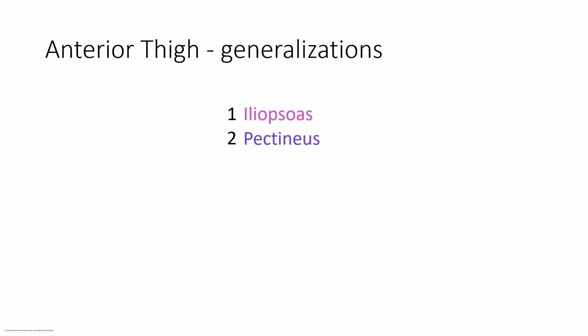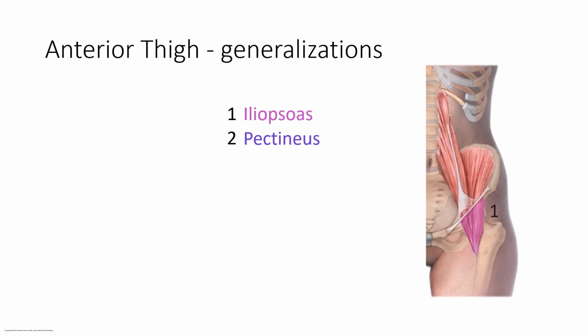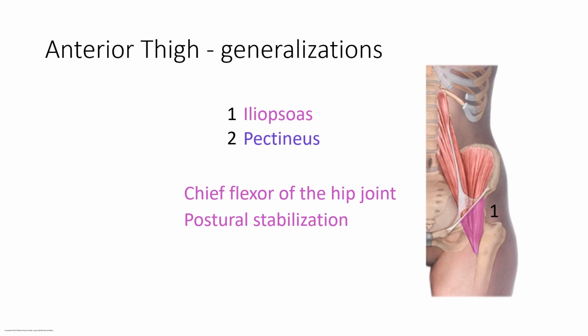Let's quickly focus on two of the muscles in this anterior thigh area because they have a little bit of exceptions dealing with them. The first muscle we're going to talk about is the iliopsoas muscle. This muscle is one of the chief flexors of the hip joint, and it's also involved in postural stabilization, primarily because of its contributions from the psoas major muscle.